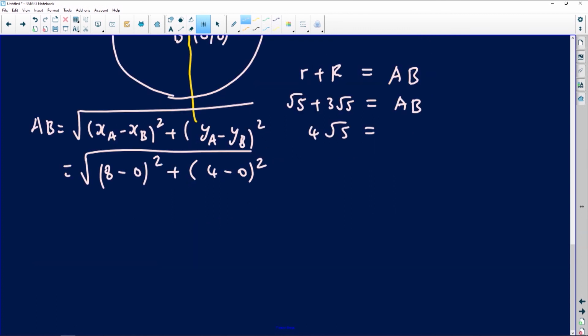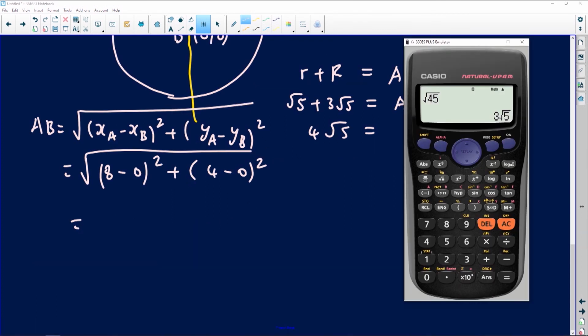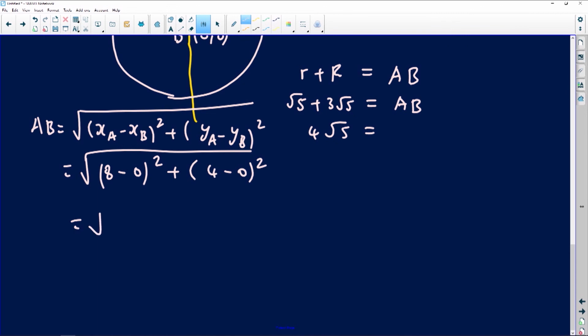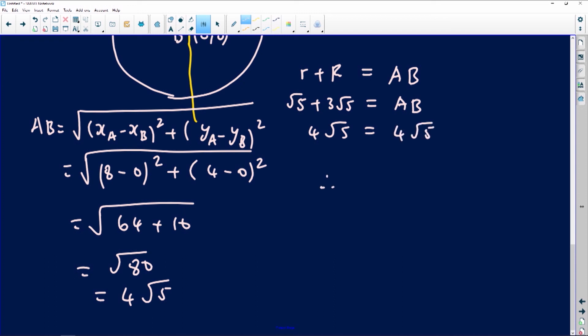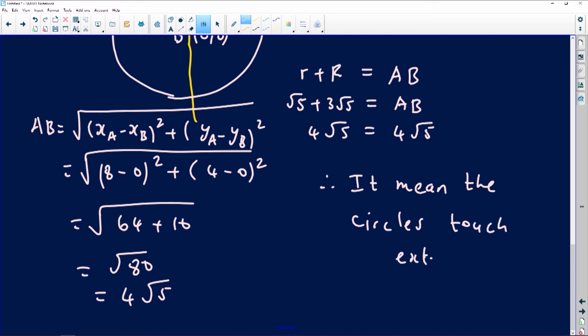Okay, cool. Now, if I work out all that, what do we end up with? Let's call the calculator. Okay, that's 8 squared. We're looking at the square root of 8 squared, which is 64, plus 4 squared, which is 16, so that's 80. This is the square root of 80. And I bet this is also going to be 4 root 5, which means since they are equal, you see, we're getting the same length of 4 root 5. 4 root 5 equals 4 root 5. Therefore, it means the circles touch each other externally. All right, very important for you to keep that in mind, Pendulo. I hope this actually helps you to understand.